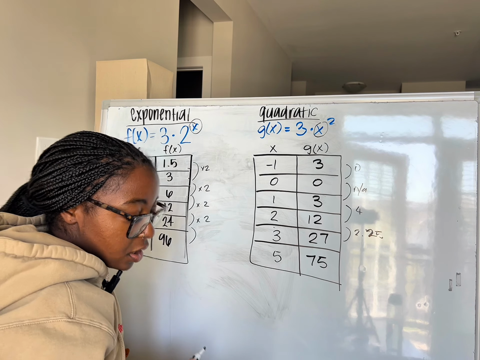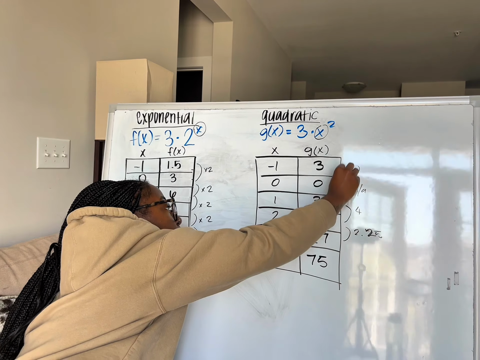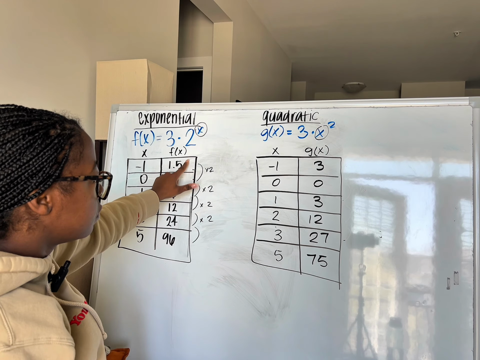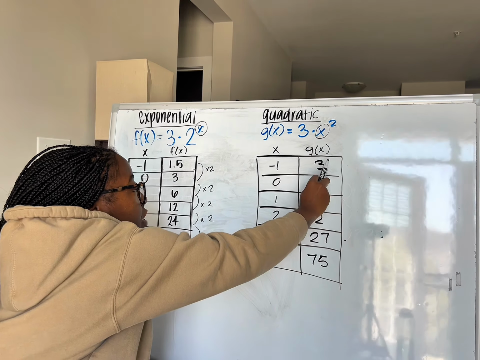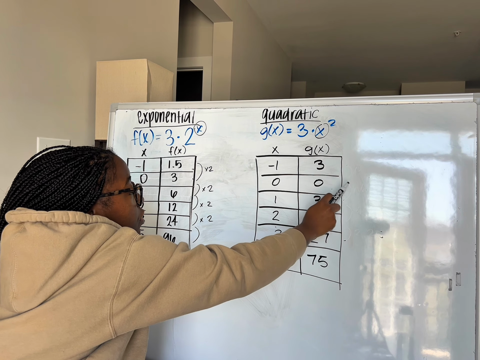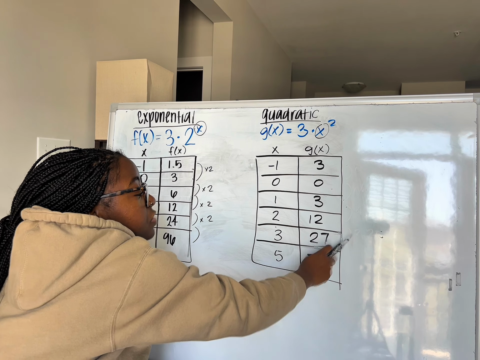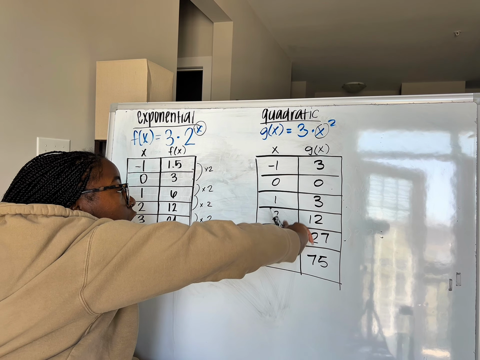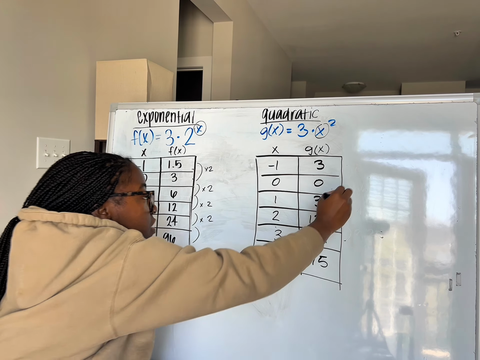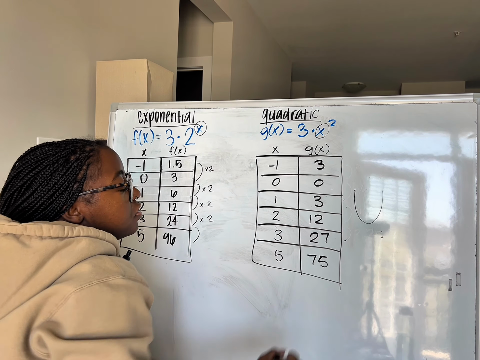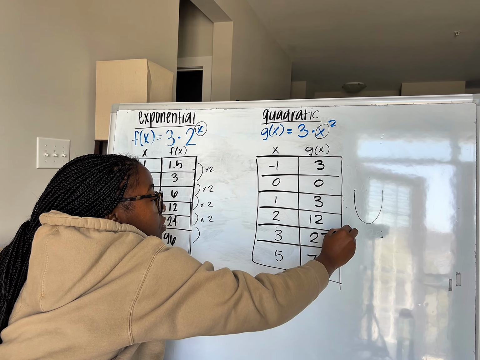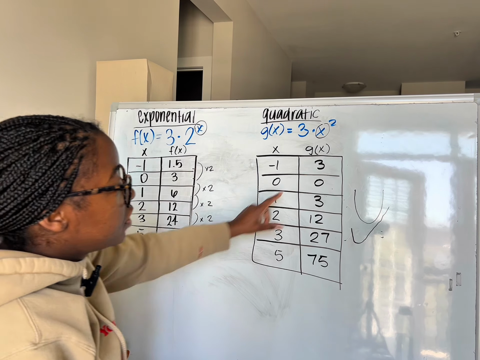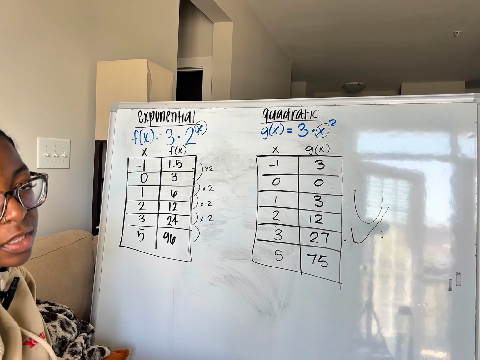Now, another point I want you to see is how exponential is growing. It continues to grow. But quadratic starts at 3, drops down to 0, comes back up. Every time you see quadratic functions on a table, it's either going to drop and come back up or go high and go back down because it's a parabola. So this one starts at 3, goes down to 0, comes back up to 3 and keeps going. Okay? So that's going to be your main difference between those.